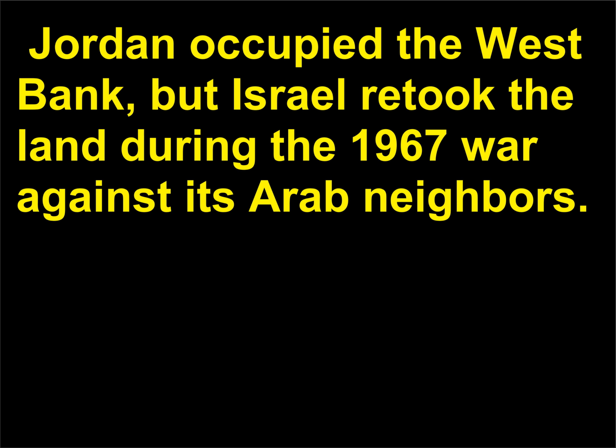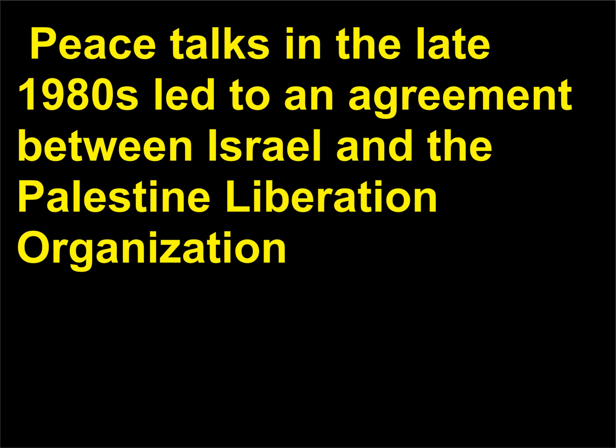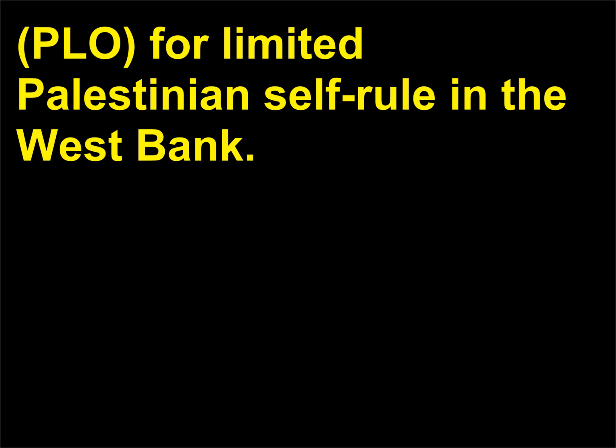Jordan occupied the West Bank, but Israel retook the land during the 1967 war against its Arab neighbors. Peace talks in the late 1980s led to an agreement between Israel and the Palestine Liberation Organization (PLO) for limited Palestinian self-rule in the West Bank.